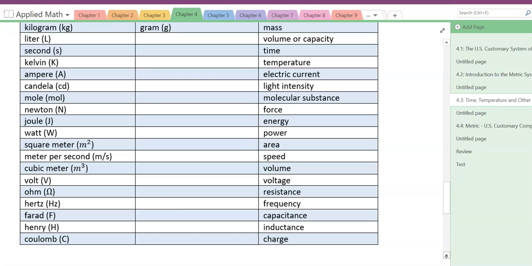A henry is inductance. So, do you know what an inductor would be? Something that helps transfer heat. So it's like a way of measuring how much it can transfer from maybe one metal to another metal or something like that would be maybe an example. Okay, so look some of those over.